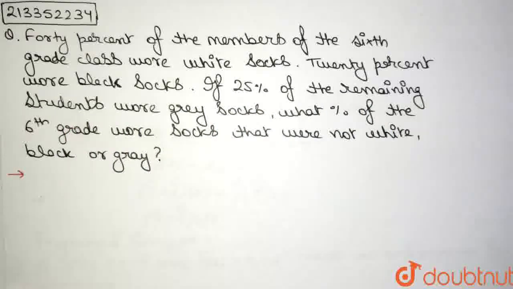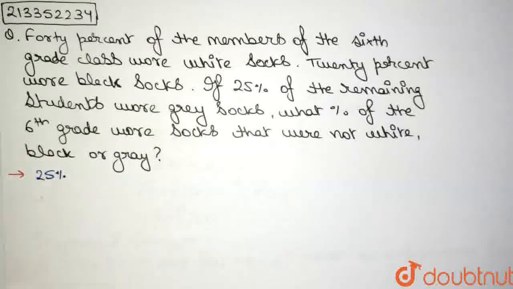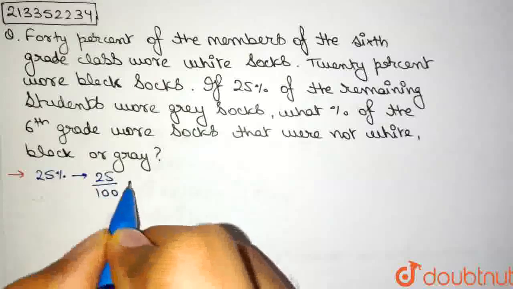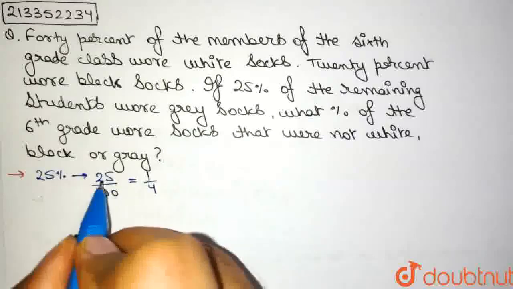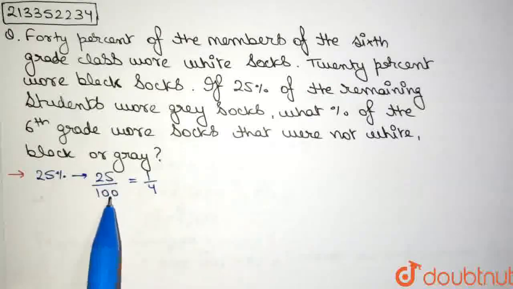Now, in order to solve this question, we need to keep in mind two different concepts. So let us look at what those concepts are. Whenever we have something mentioned in terms of percents, we can convert it to fractions by simply dividing by 100. So if I have 25% given to me, I can convert it to a fraction by dividing by 100. So I have 25 upon 100, which equals 1 by 4. So 25 cancels out with 100, because 100 is 4 times 25, so it is 1 by 4.